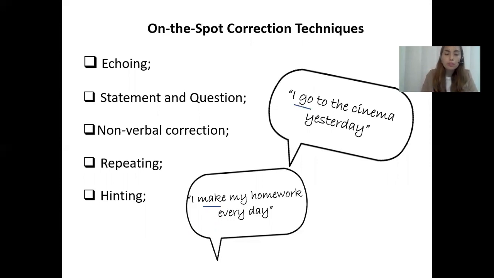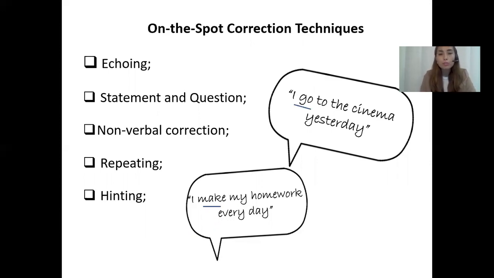Statement and question. If a student says, I make my homework every day, when student makes a statement, you can ask a question by saying, do you make your homework? This again shows that your student has to correct and change something.